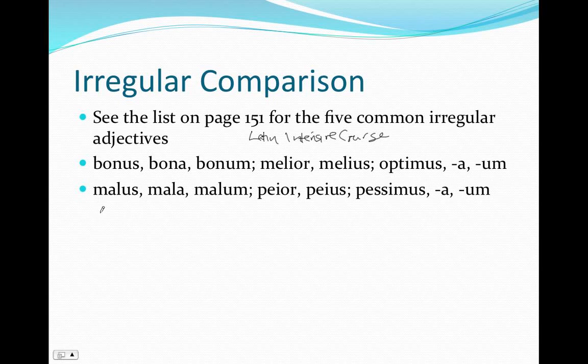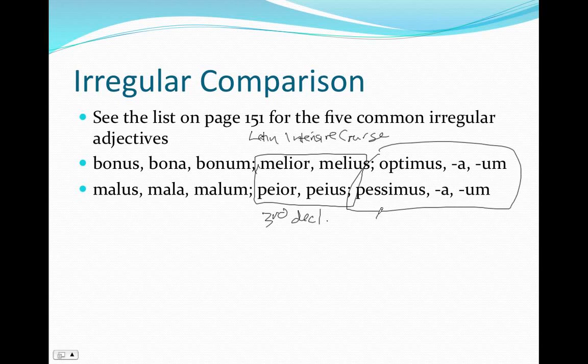Now what you'll notice is that the comparatives are again third declension, just like regular comparatives, and the superlatives are first and second declension adjectives, just like the regular superlatives. So you don't have to worry necessarily that these are going to decline any differently. It's just that the forms, there's no way you could guess melior from bonus, and the same with optimus.